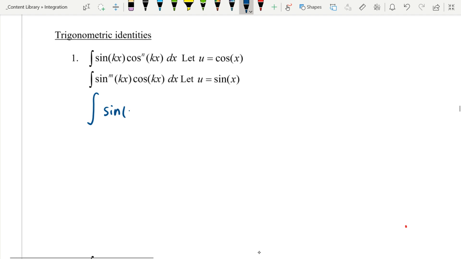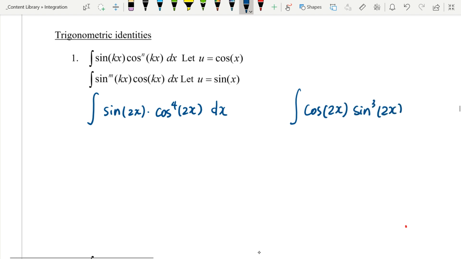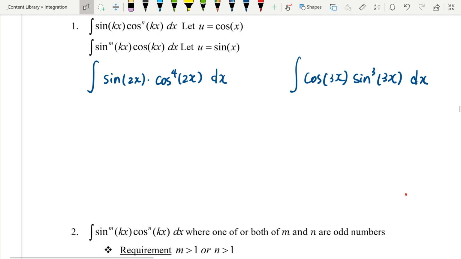If we have sine 2x times cosine to the power 4 of 2x dx, that's a good form we can use. Or we have 1 cosine 2x and, like, 3 sine 2x dx. Not only 2x, I can go 3x and 3x here. But they must have the same angle, like with one cos and many sine, or many sine and one cos. This is the standard form I need to use substitution. If I want to use substitution, I need this form.